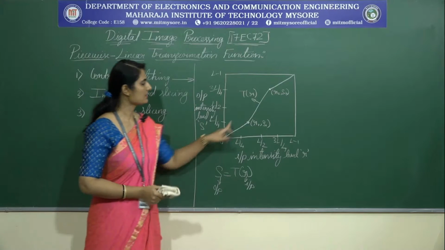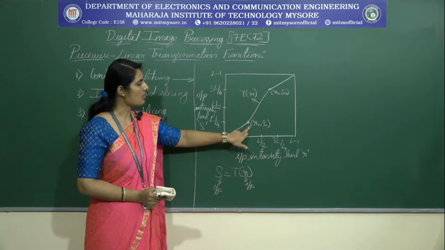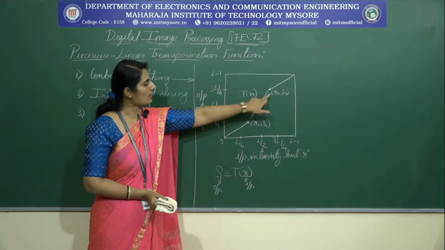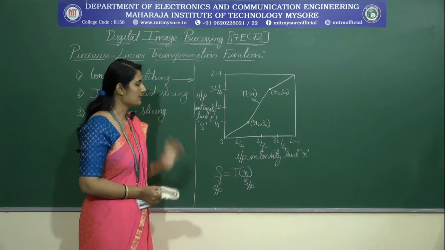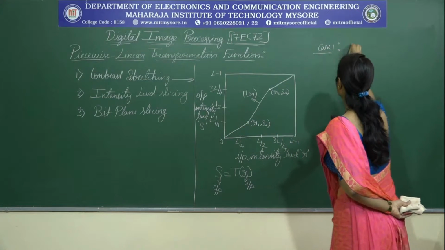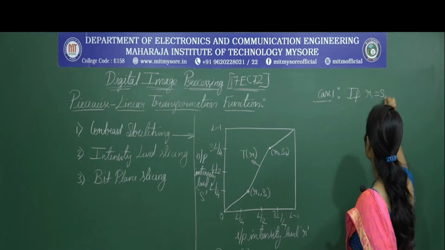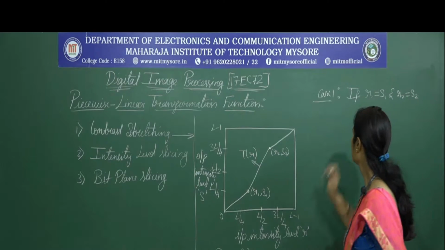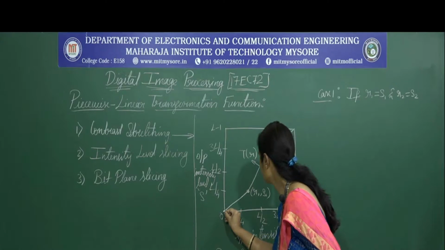So here look at this graph. Here this transform function contains two coordinates, that is (r1, s1) and (r2, s2). The values which we choose for these coordinates decide the type of operation which we are performing on this input image. For example, let me consider case 1, where r1 = s1 and r2 = s2.